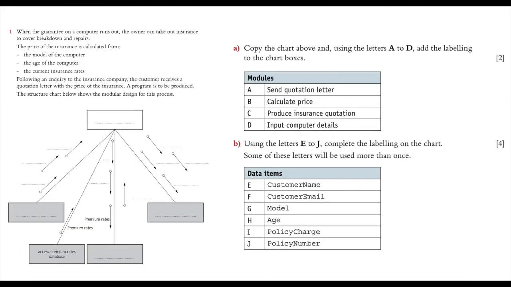Okay, this particular question is pretty straightforward. So go back to your structure diagrams and use the information in A and B to populate and complete a diagram.